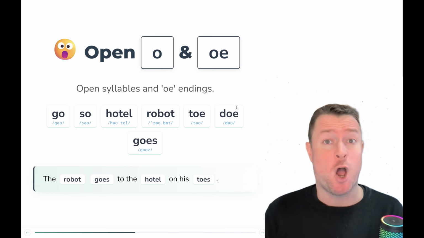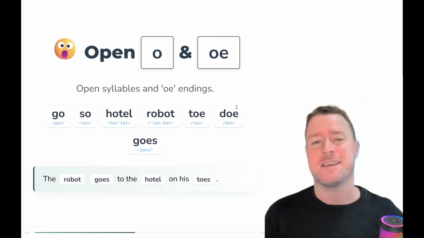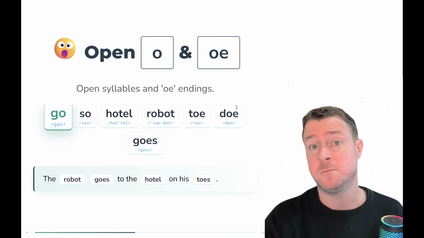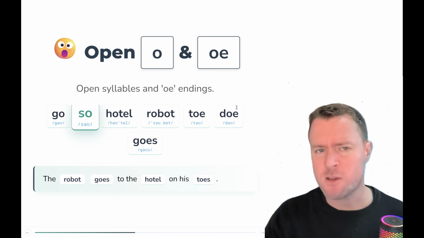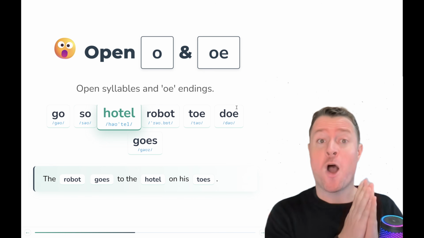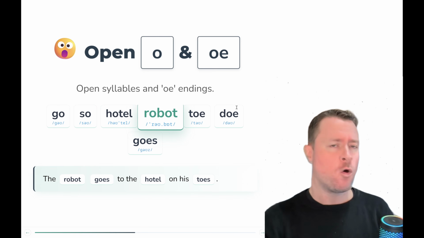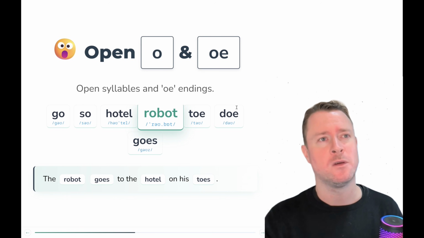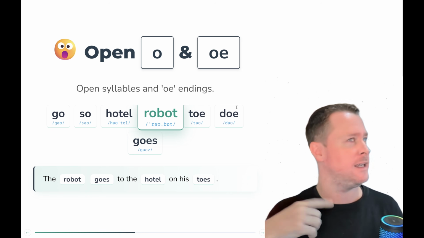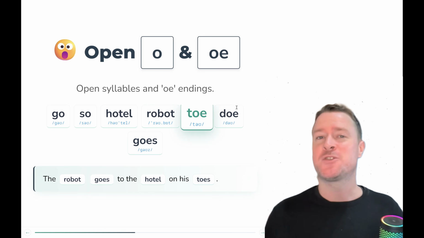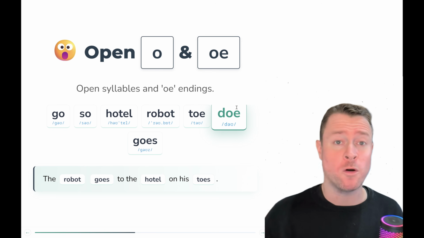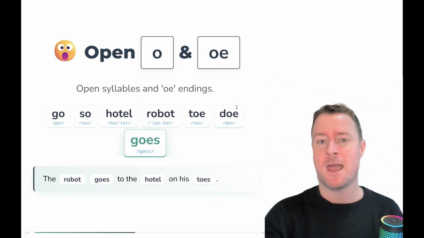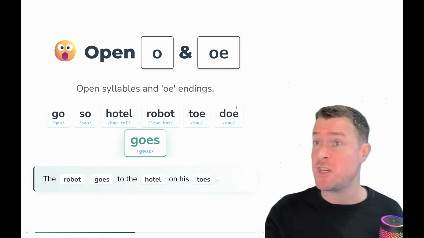Okay, you'll also hear this O sound when you see O and sometimes OE in words. Look at words like go, or so, or hotel, or even robot. I wonder if very soon we will all have robots in our house. Maybe, maybe. Toe, or dough. Does anybody know what this word means? Dough. And goes, he goes, she goes.